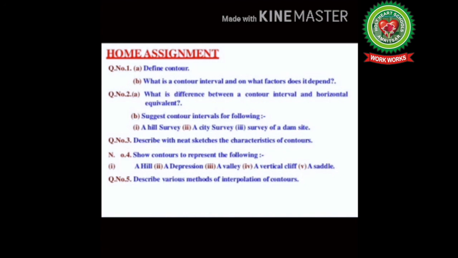Third question, describe with neat sketches the characteristics of contours. Show contours to represent the following: a hill, a depression, a valley, a vertical cliff, a saddle. Describe various methods of interpretation of contours.